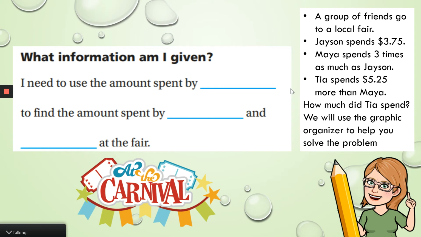Okay, what information am I given? Notice how I bulleted the question. So they're at a fair. Jason spent this, Maya spent this, and Tia spent this. I did that with a purpose because that helps you find what information am I given. So I need to use the amount spent by Jason to find the amount spent by Maya, and then I can find out how much Tia spent at the fair.